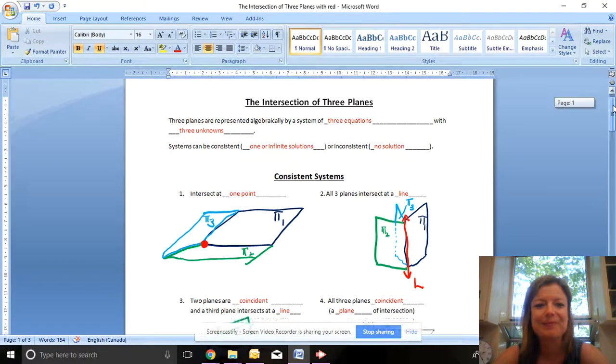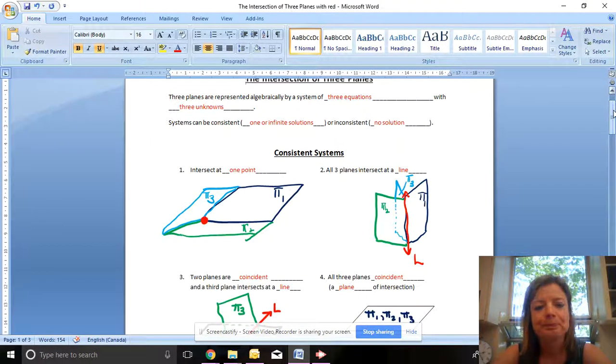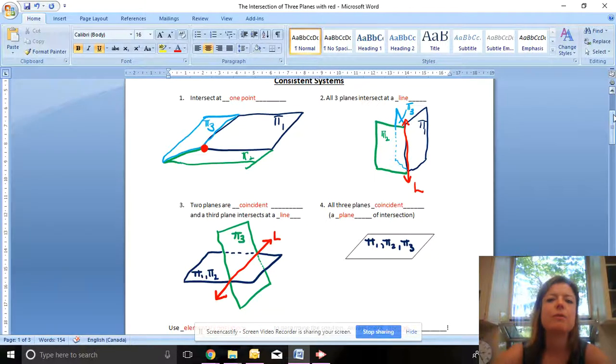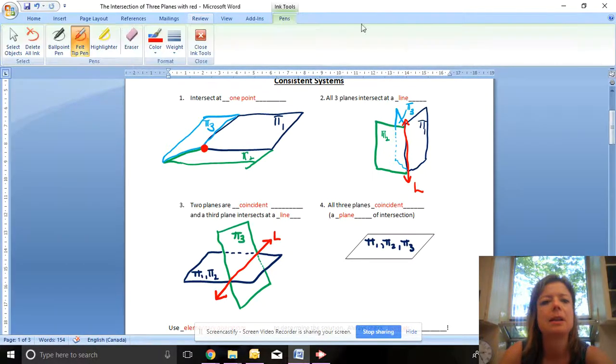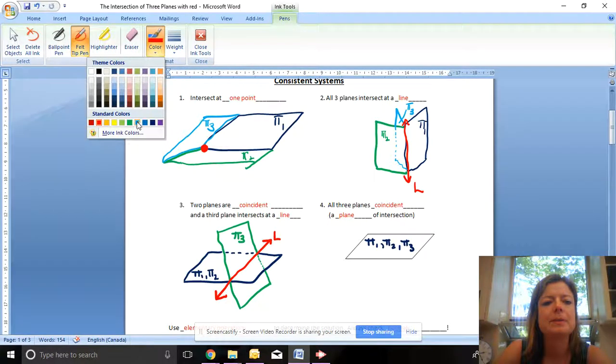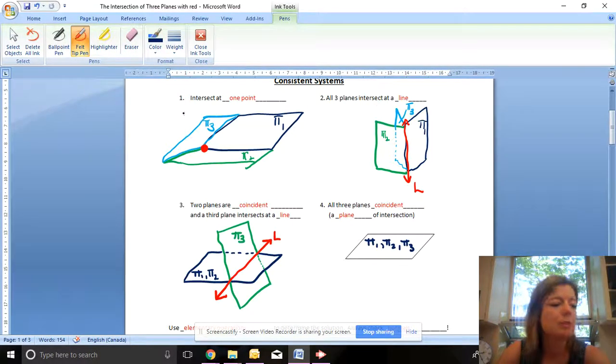That's always fun too. Anyway, 3 planes are represented algebraically by a system of 3 equations with 3 unknowns, which is what we've been solving. Systems can be consistent, so one or infinite solutions, or inconsistent, there's no solution. These are the 4 ways that we can have a consistent system. It's going to take you guys a lot of practice looking at the normals to help you figure out which of these it could be.